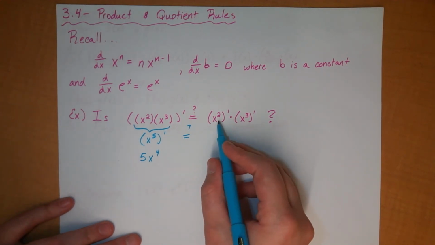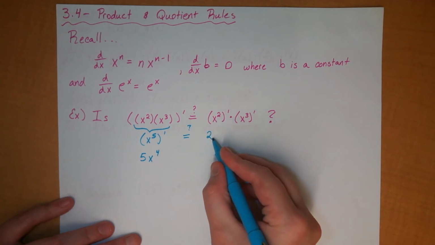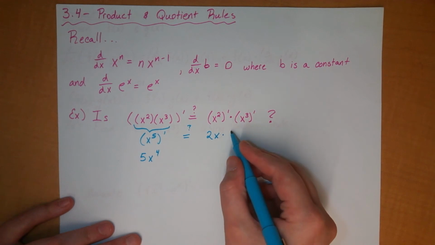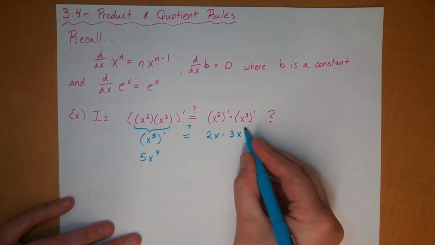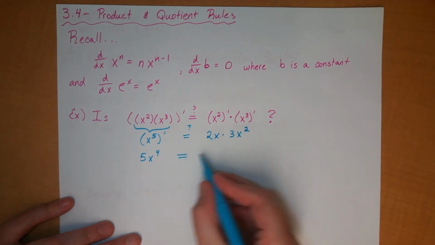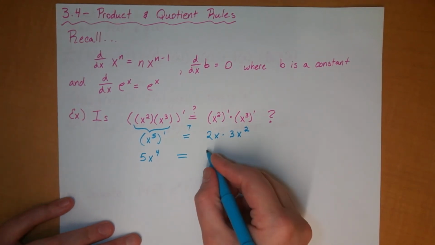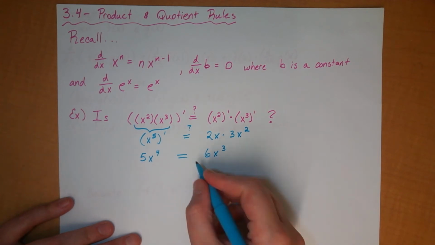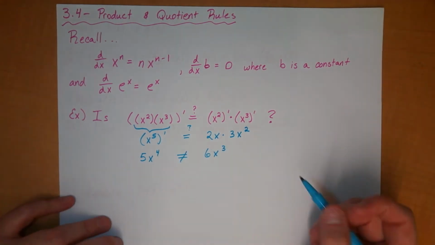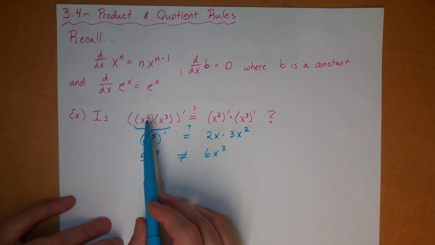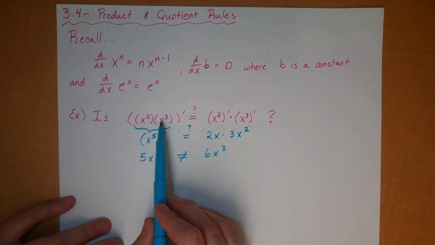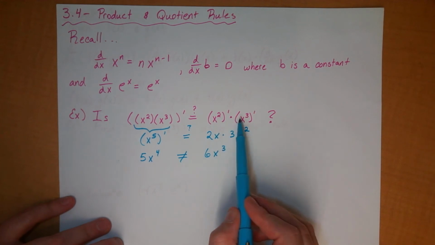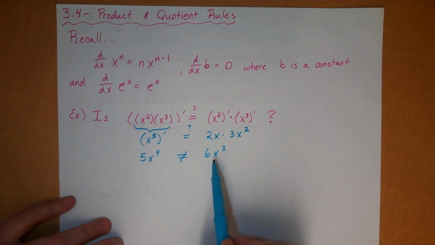So the derivative of x squared is going to give us 2x, times the derivative of x to the third, which is 3x squared. Now if we multiply these two together, we are going to get 6x to the third. And these two things are not equal. So what we just discovered is that taking the derivative of two functions being multiplied together is not going to be the same as taking the derivative of each piece and multiplying those together.